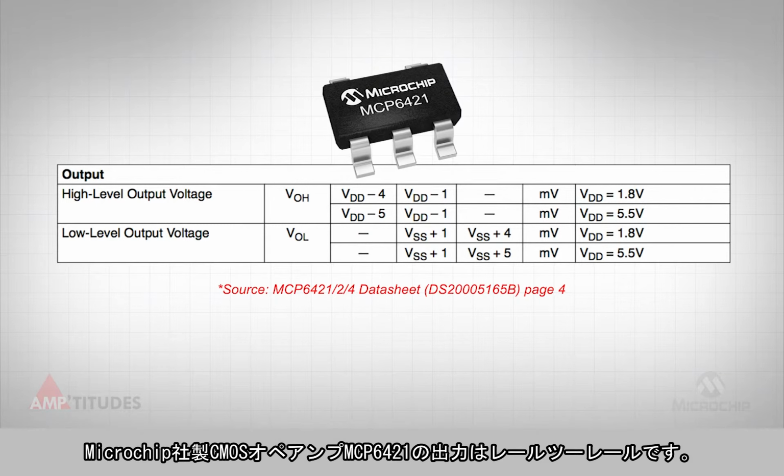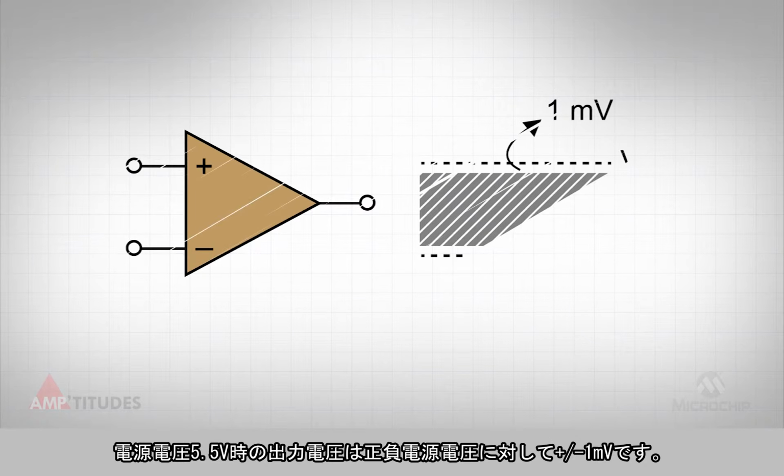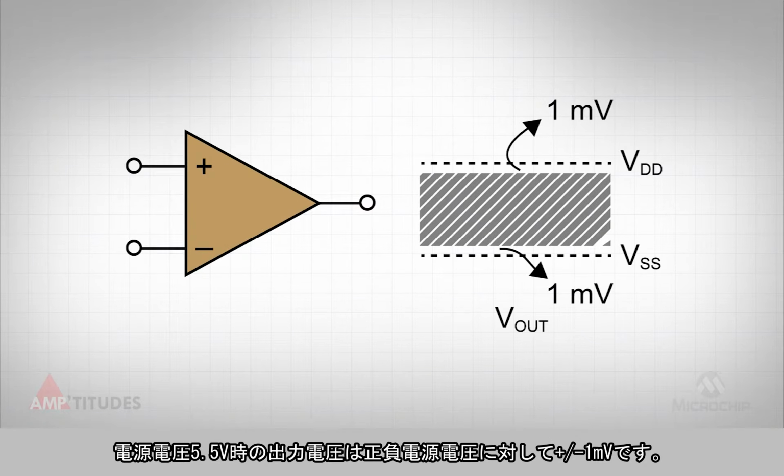The MCP6421 CMOS op-amp from Microchip claims rail-to-rail input and output performance. Here's the specification table that highlights the VOH and VOL. The typical specification at 5.5 volts is plus or minus 1 millivolt within the positive and negative supply rail, as illustrated here.